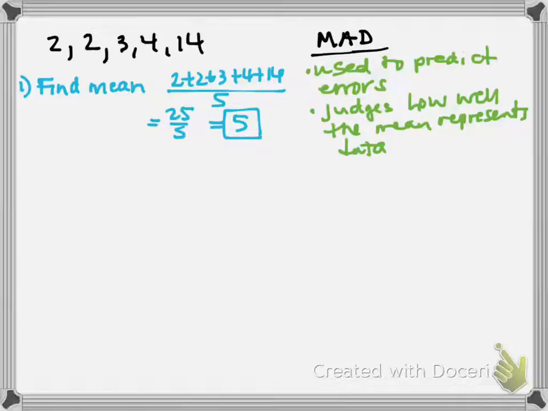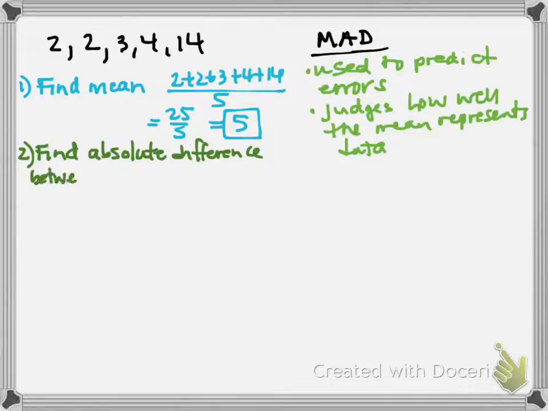So what we're going to do is we're going to find the absolute differences. So what does absolute mean? Where have you heard absolute before in math? Absolute value. What kind of answers do we get when we use absolute value? We always get positives. So we find the absolute difference. So absolute means positive, and difference is we're going to subtract two numbers and then take the positive version of it between the mean and each value.